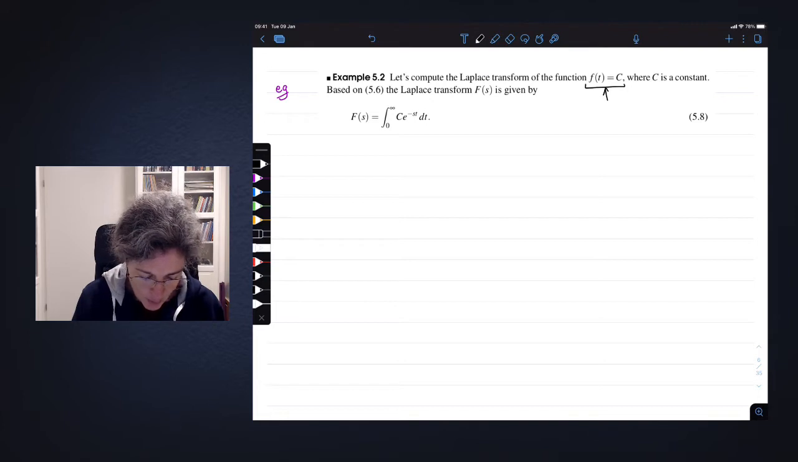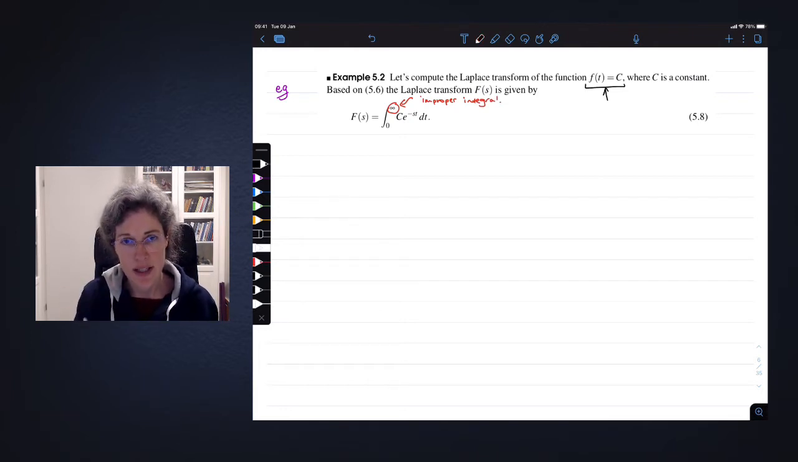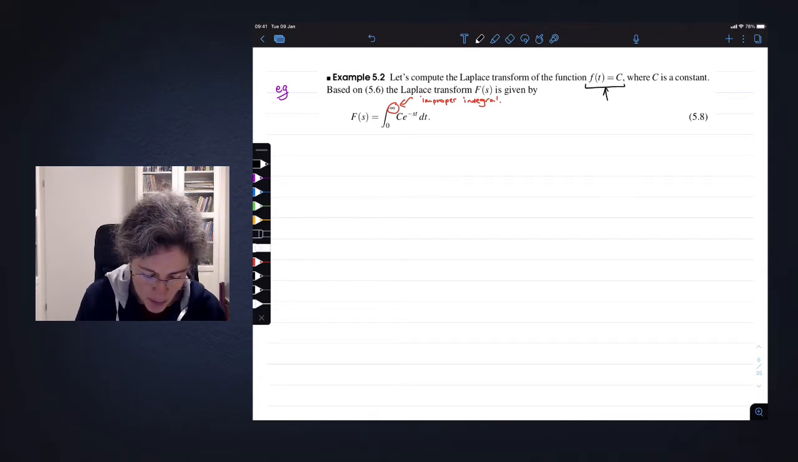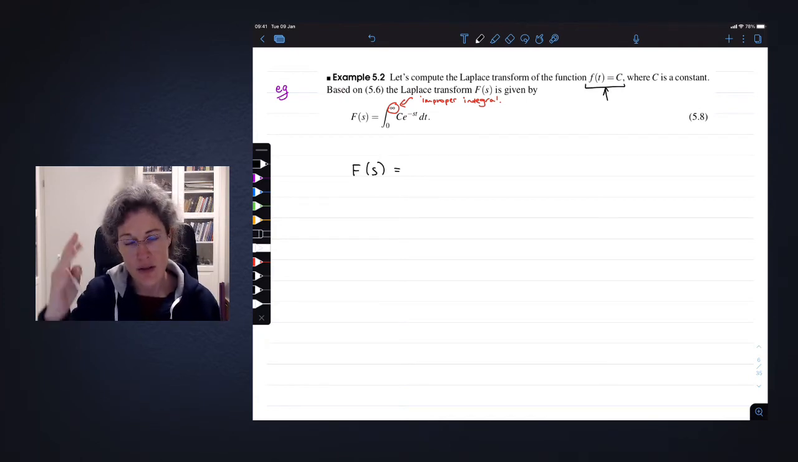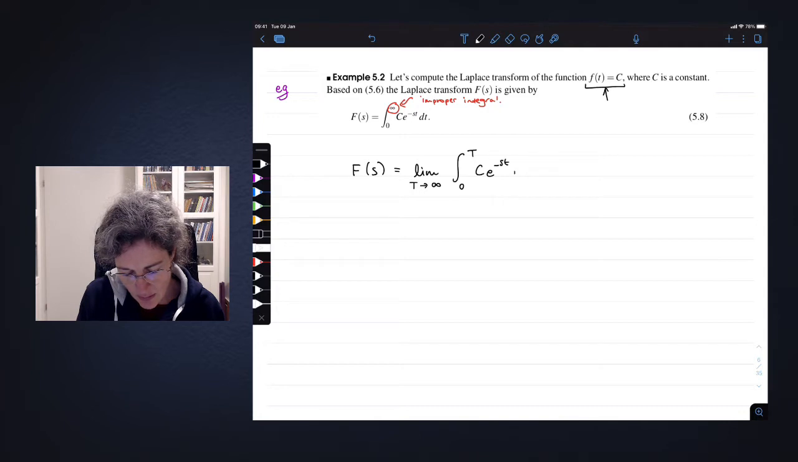So the first thing I hope you notice over here is that this is an infinity. So this tells me that this is an improper integral, which means that we have to do the whole applying limits thing. So go and revise your calculus if you're feeling a bit hazy, but we're just going to go straight ahead and do this. So we have our F of s is equal to, the way that you handle a limit at infinity is you say, I'm going to take the limit as big T goes to infinity of the integral from 0 to big T of c e to the minus st dt.